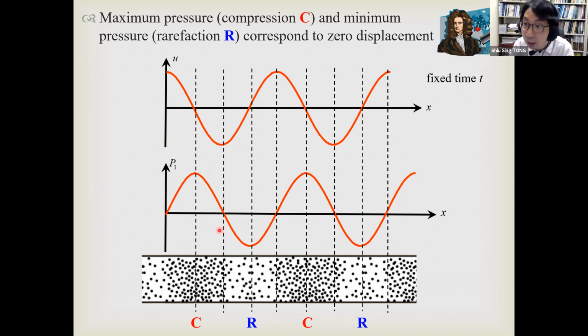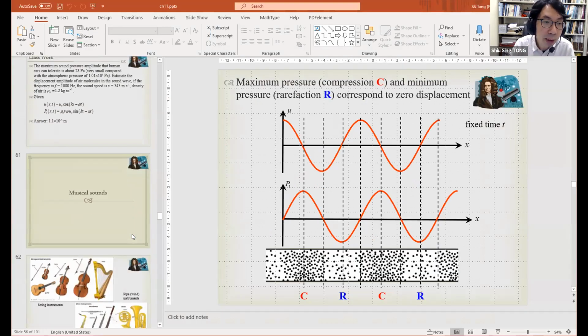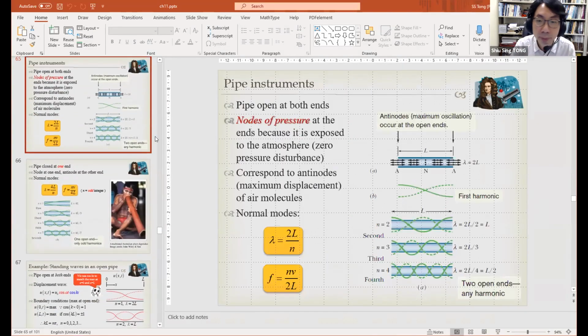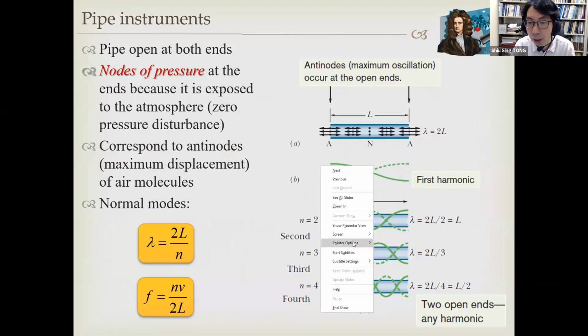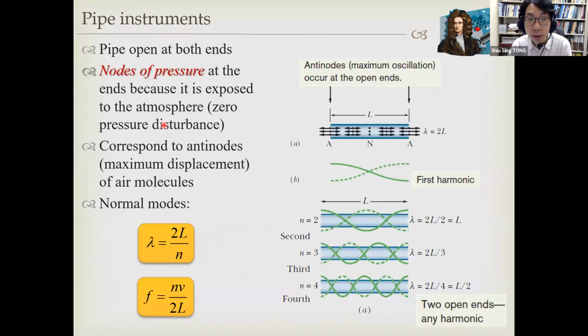Now, with this understanding, we would like to construct a standing wave pattern for the displacement wave. The first harmonic of the displacement wave is the fundamental frequency. The first harmonic is just the fundamental frequency. The fundamental frequency wave is just like this.